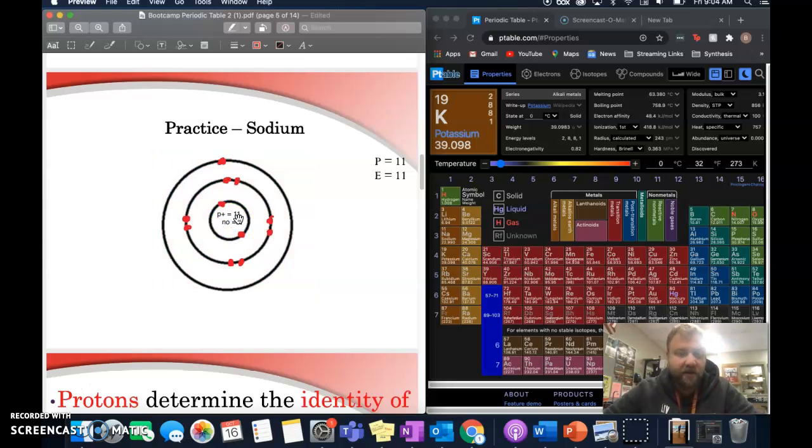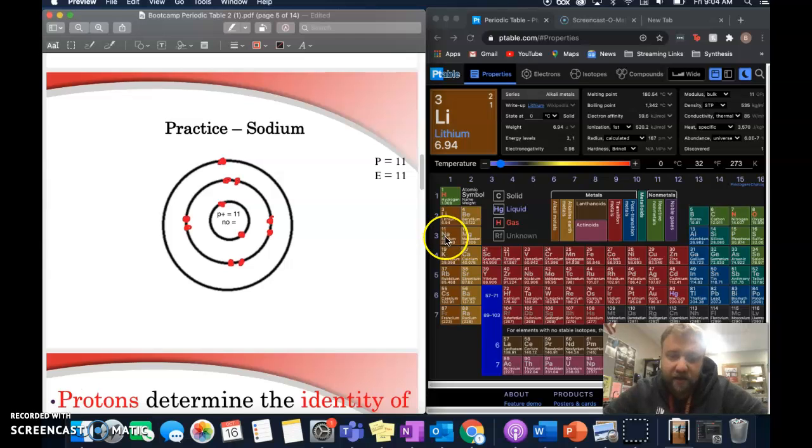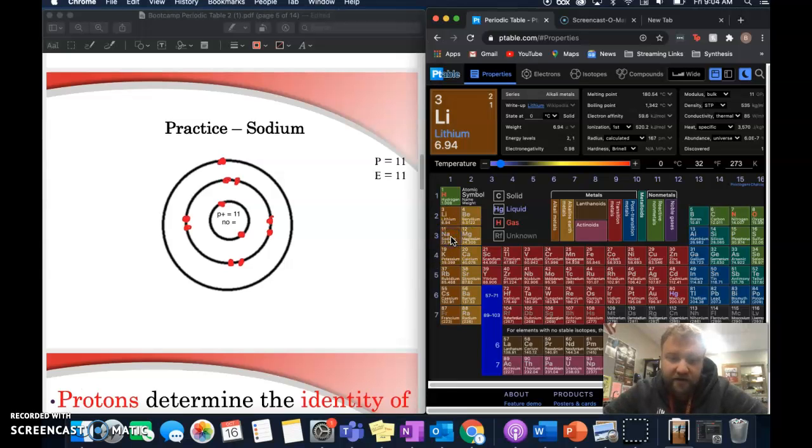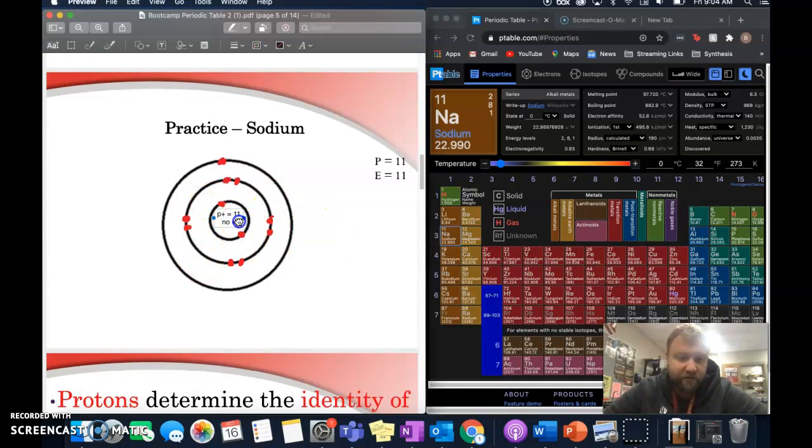For the number of neutrons, remember you would look at the periodic table. Sodium has the atomic number of 11, which means that it has 11 protons. And then its mass is 22.9, so I'm going to round that up to 23. So 23 minus 11 gives me 12 neutrons. And that should just be review. So in my nucleus, I have 11 protons, 12 neutrons. I'm going to have a total of 11 electrons.